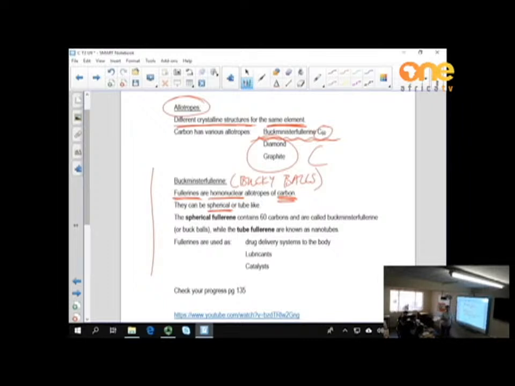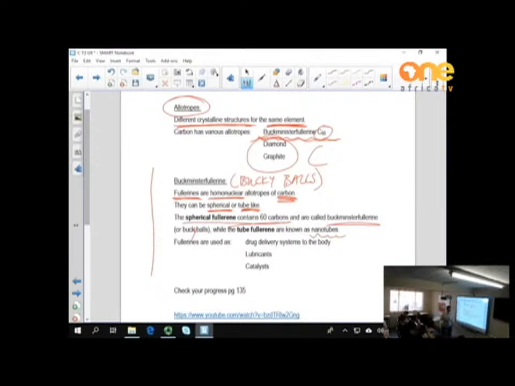And we can open them up and we can build them into structures like tubes, which we will go and have a look at when we do different materials. And this is where we get the carbon fiber materials, etc., that are very strong. The spherical fullerene contains 60 carbons and is called Buckminster Fullerene, or buckyballs, while the tube fullerenes are known as nanotubes. Where have you heard about nanotubes?